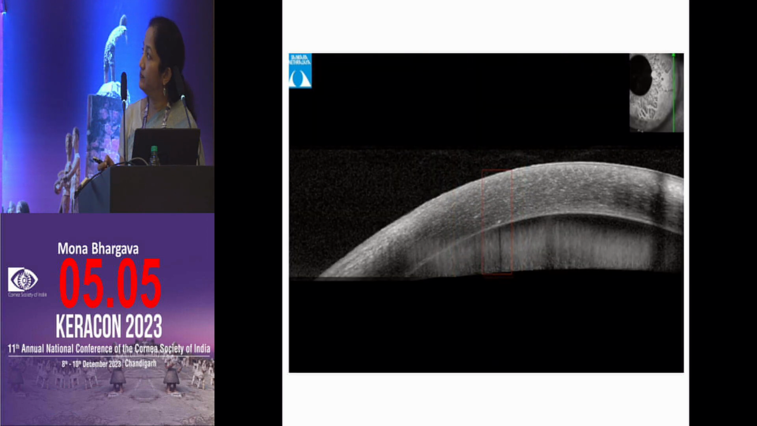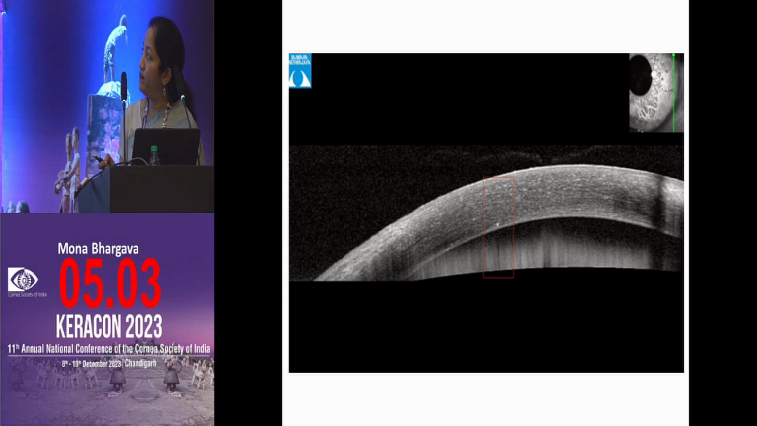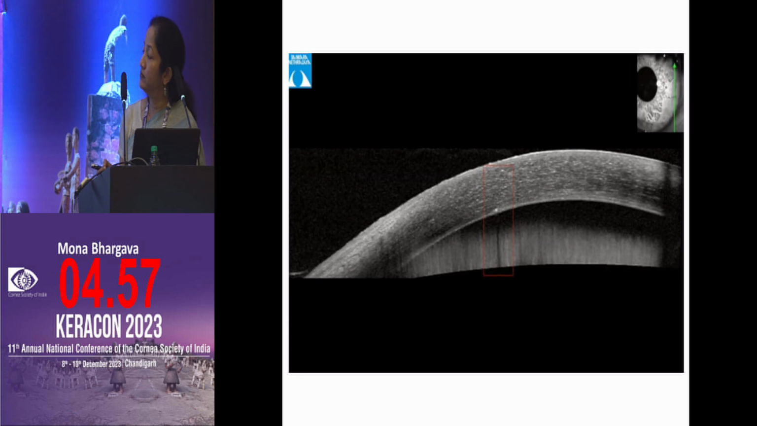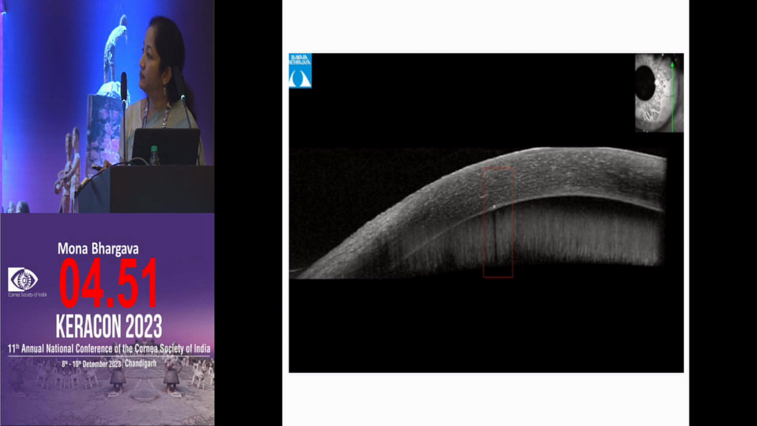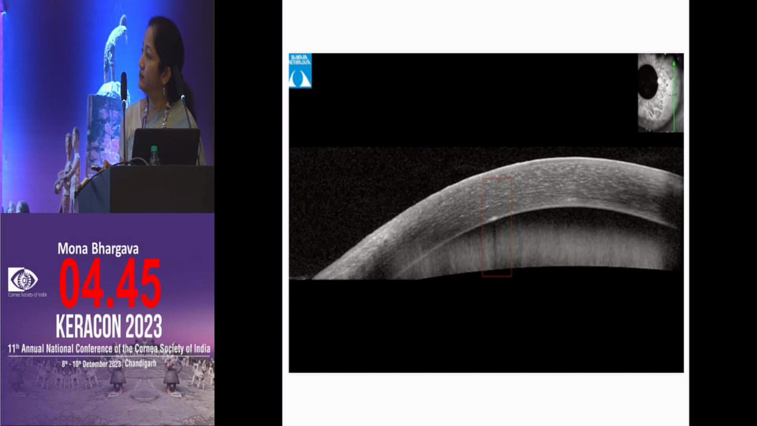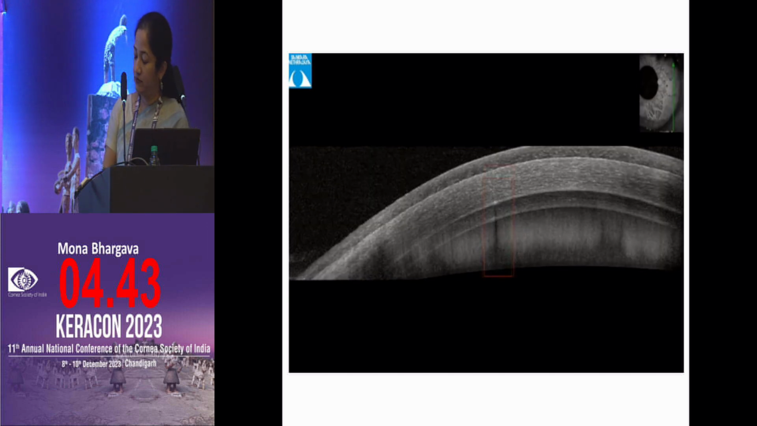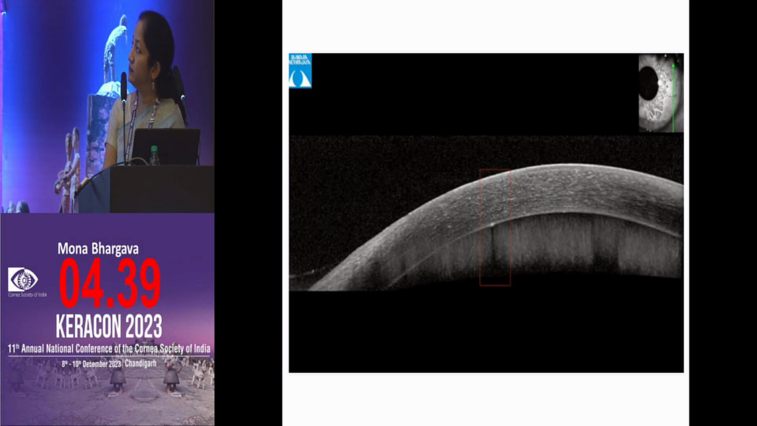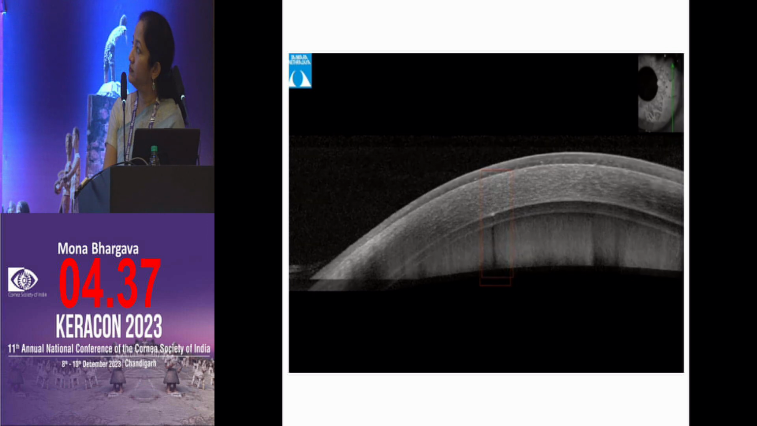This hyperreflective dot appeared in the posterior stroma just above the Descemet's. It gradually progressed posteriorly, nearing the Descemet's membrane. Finally, it breaches the Descemet's membrane and enters into the anterior chamber.